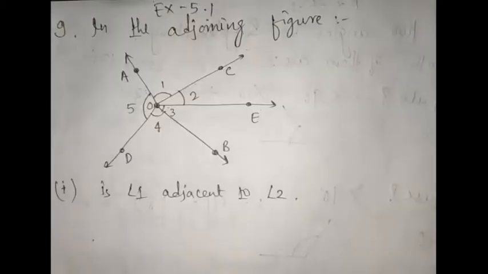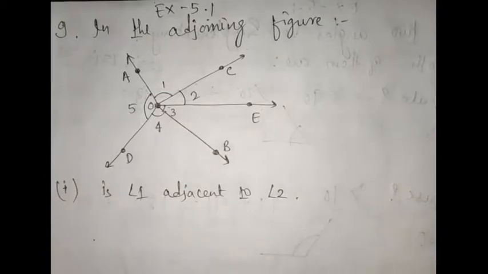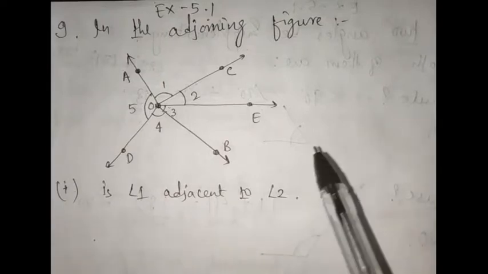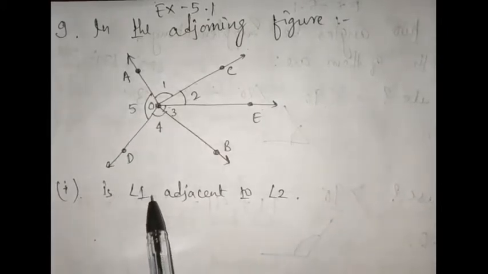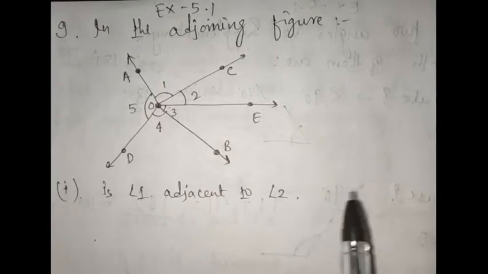So students, here we have question number 9. In the adjoining figure, there are various parts of the question which you have to solve, and it is better that you give the reason also. Looking at this figure, you have to tell number 1: is angle 1 adjacent to angle 2?